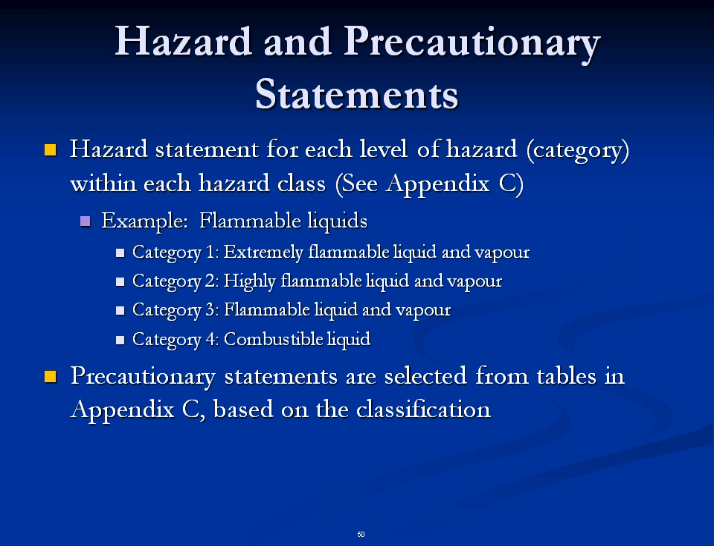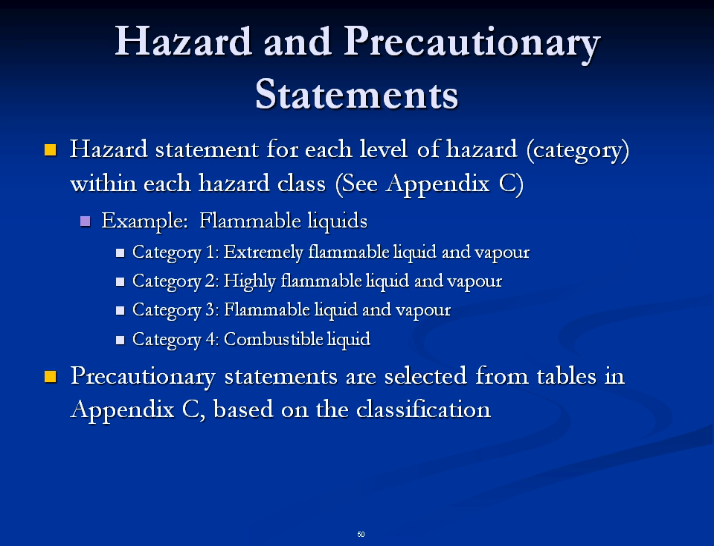Now, in addition to the pictograms, your label has to have hazard statements and precautionary statements. And those hazard statements are going to be designed to communicate further the degree of hazard. So for flammable liquids, category 1, which is the most severe hazard, says extremely flammable liquid and vapor. The category 4, which is the least hazardous, has the highest flash point, just says combustible liquid. So you can see that there's a difference in the hazard statement inside the hazard class that communicate the degree of hazard.